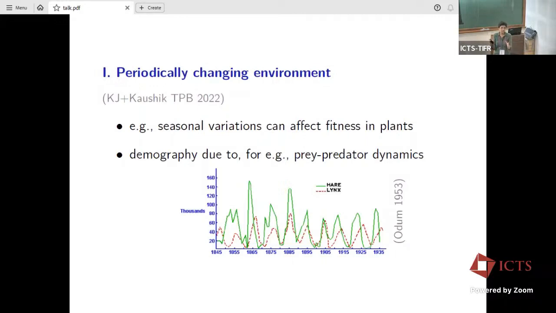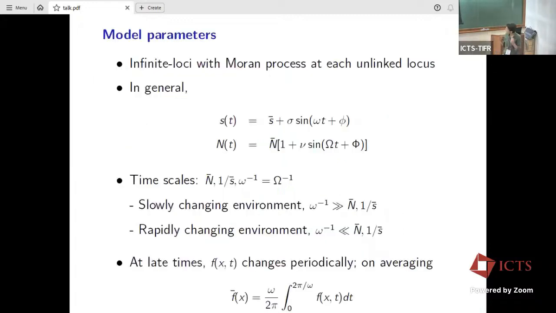So let's take this first case in which I'm assuming that both selection and population size are changing, and both are changing in a periodic fashion. So for example, because of seasonal variations, selection may be changing, and demography because of, for example, predatory dynamics or some other reason. Okay, so let's go back to our infinite loci model of the Moran process, which I described to you, and we will look again at our Fokker-Planck equation.